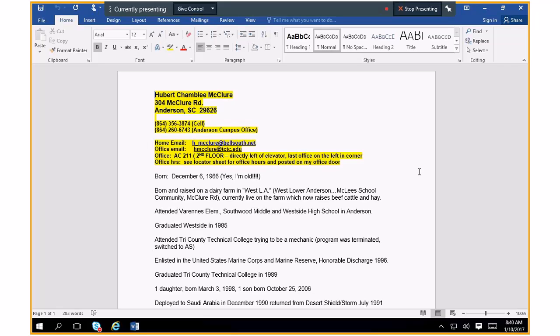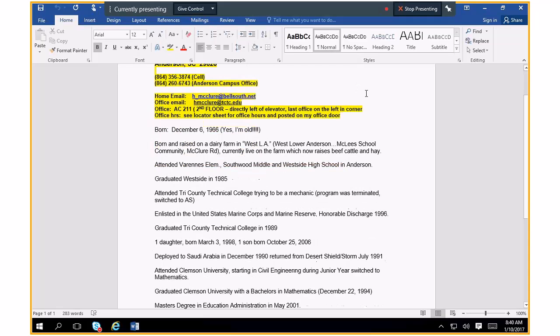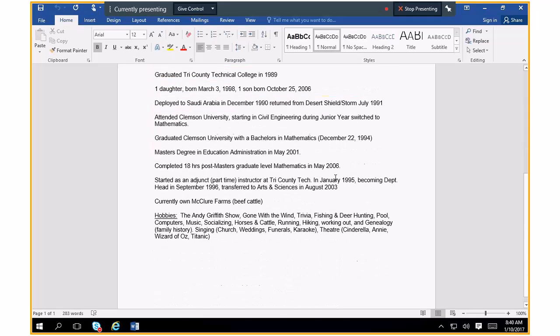So I went to Clemson, got my master's, and got my 18 plus hours toward my doctorate. But I don't care nothing about getting a doctorate because I don't want to be one of those people that make you call me Dr. Hubert. So anyway, that's a little bit about me.